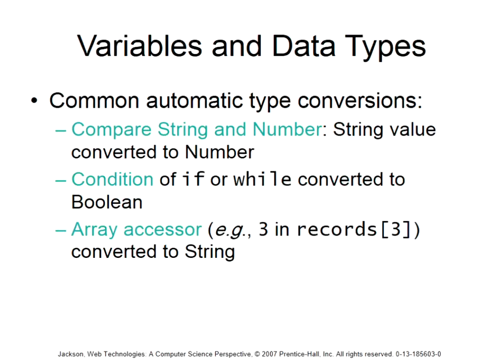Okay. Let's move now to common automatic type conversion. If we compare a string and a number, the string value will be converted to a number. For a condition, for example of if or while, the value will be converted to Boolean. For an array accessor, for example if I write record[3], 3 will be converted to a string. It is an array accessor.